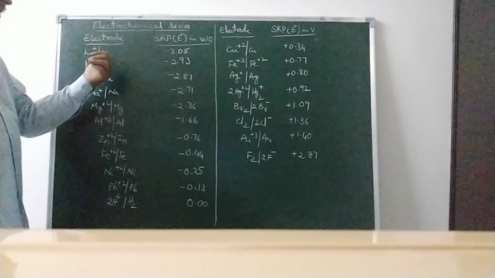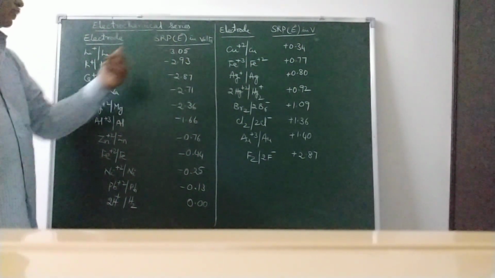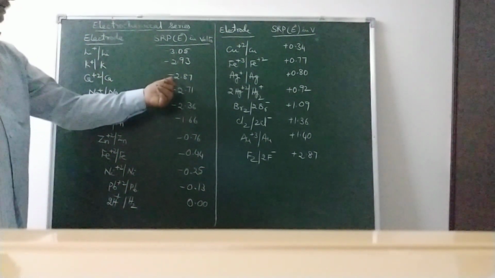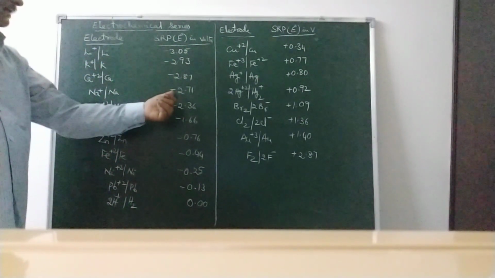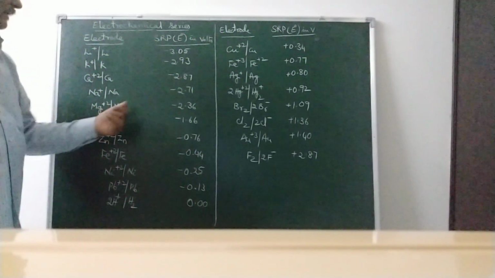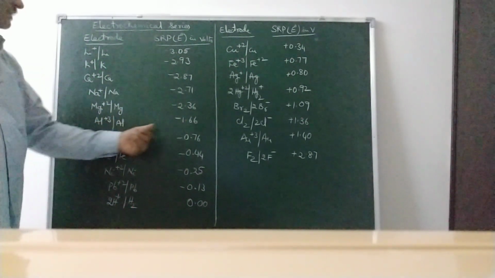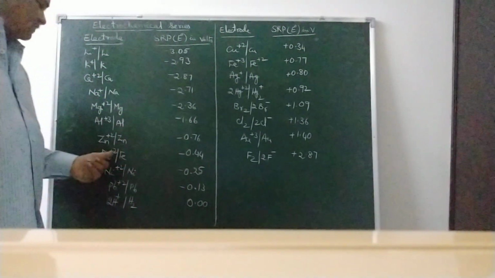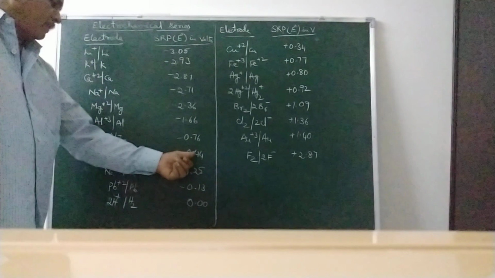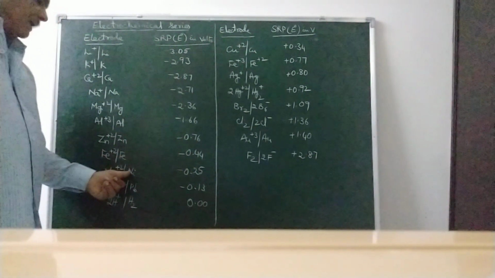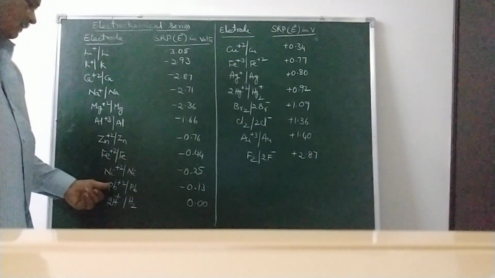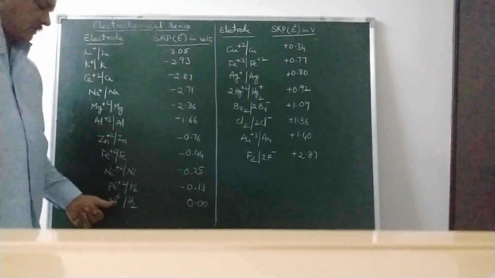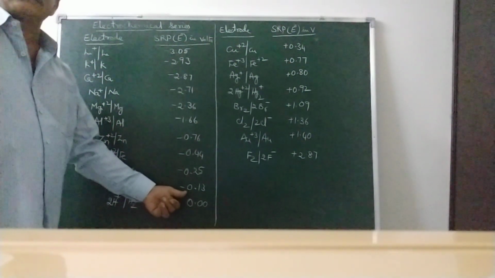So Li+|Li is minus 3.05, K+|K minus 2.93 volts, Ca2+|Ca minus 2.87, Na+|Na minus 2.71, Mg2+|Mg minus 2.36 volts, Al3+|Al minus 1.66 volts, Zn2+|Zn minus 0.76 volts, Fe2+|Fe minus 0.44 volts, Ni2+|Ni minus 0.25 volts, Pb2+|Pb minus 0.13 volts, and then the standard hydrogen electrode. So its reduction potential is taken as 0.